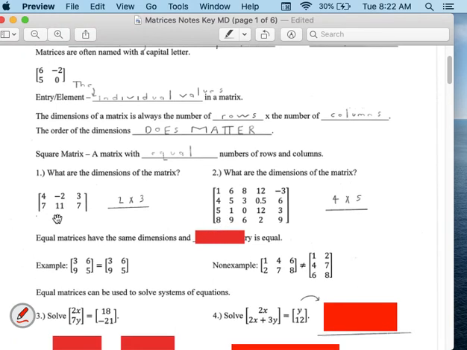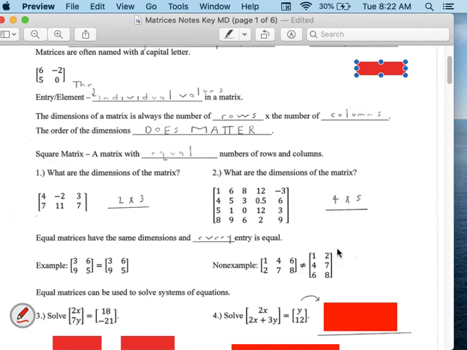And then we have the word equal matrices. If I wanted to say this matrix is equal to this matrix, every single entry would need to be the same or equal. Okay, so here's an example of equal matrices. If I set this matrix equal to this one, 3, 6, 9, 5, they all correspond.